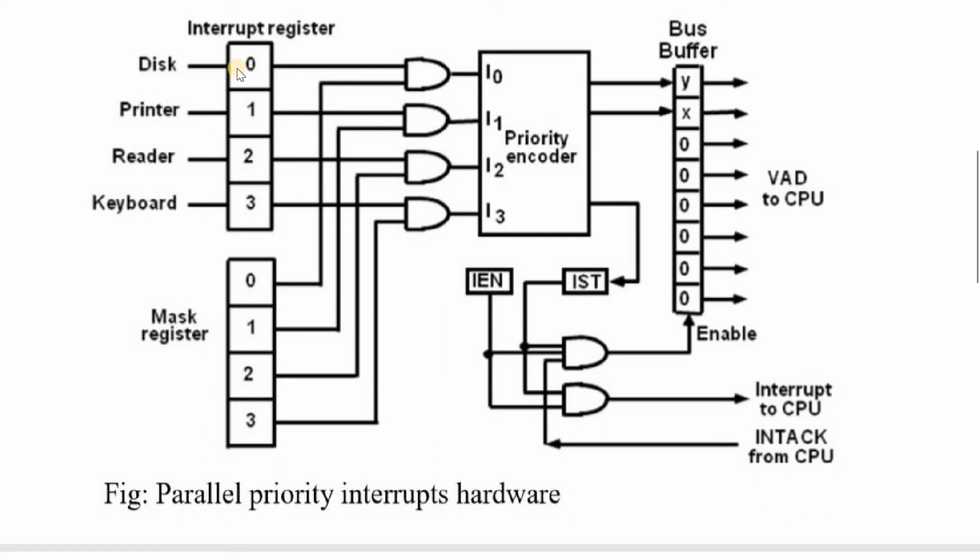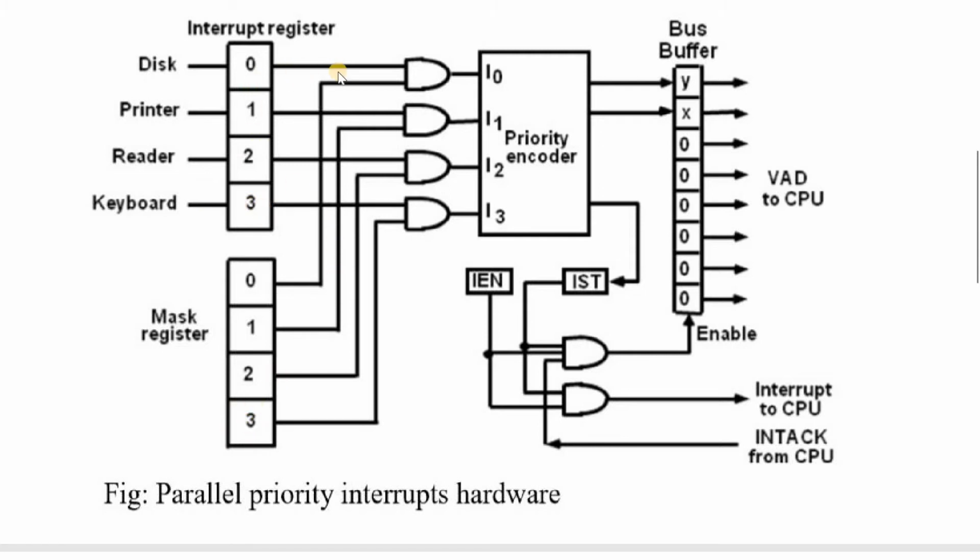Every time an interrupt request is received, that particular device's register value is held at logic 1. The masking bits are generated from the mask register with respect to the mask register value. The disk is connected to place 0, so it is associated with mask register place 0. Printer equals 1 and mask register 1, these two are associated. Reader equals 2 and mask register 2, these two are associated like this. Keyboard 3 and mask register equal to 3.